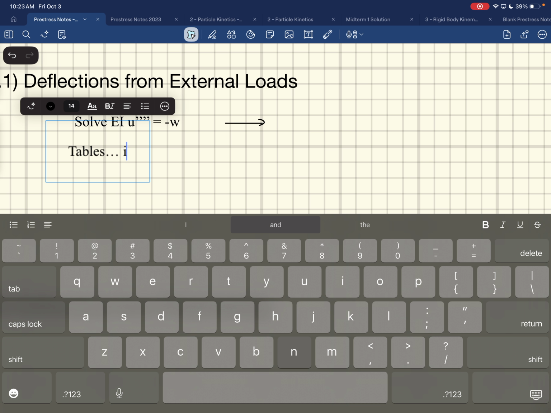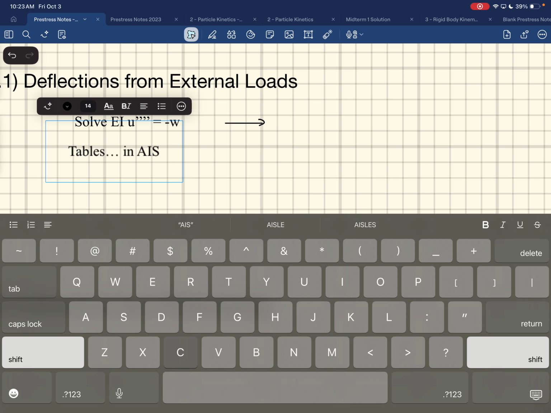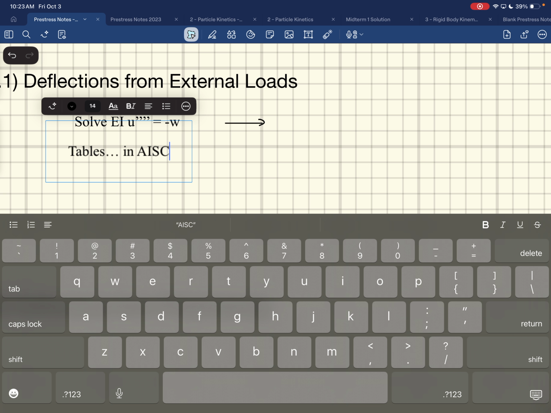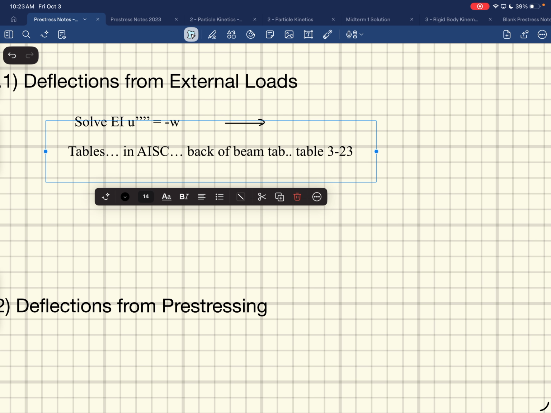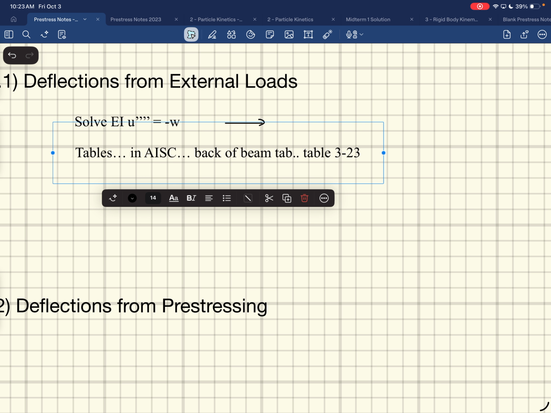In AISC, it's the easiest one. They're the most complete, right? You know what I'm talking about? You look up the back of the beam tab. I think everybody should have a steel manual, right? Was it table 3-22? That's right. 3-23. That's proof God exists. Table 3-23. Is that what you guys say?